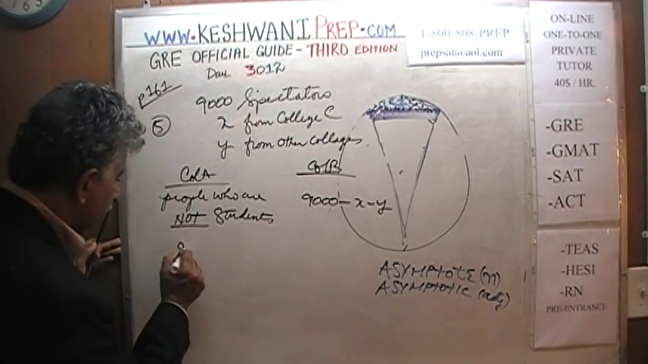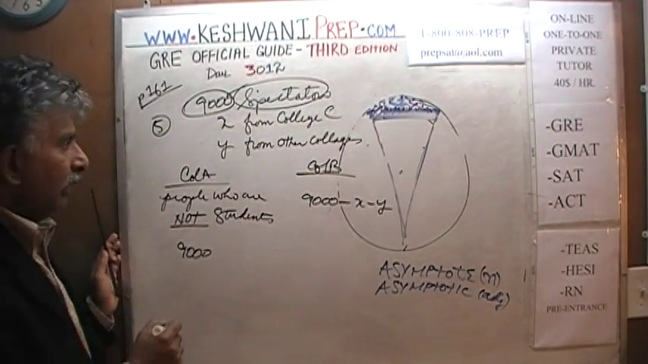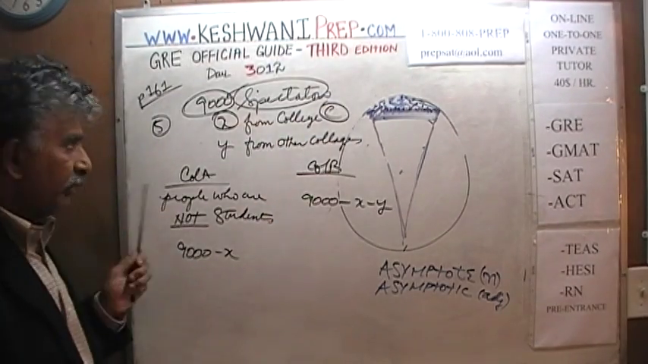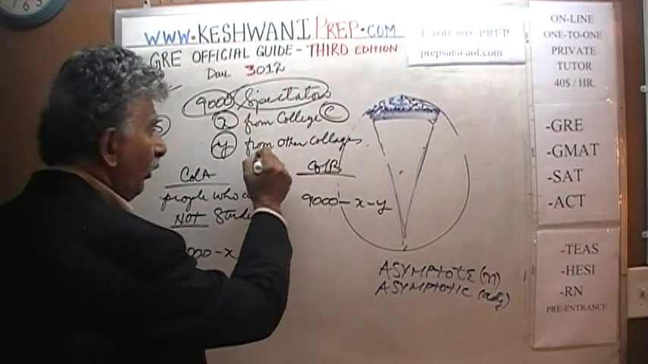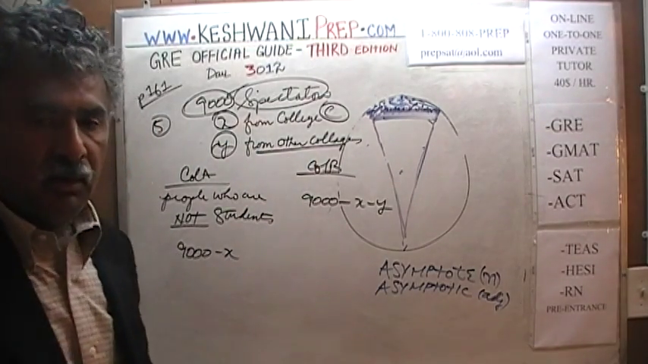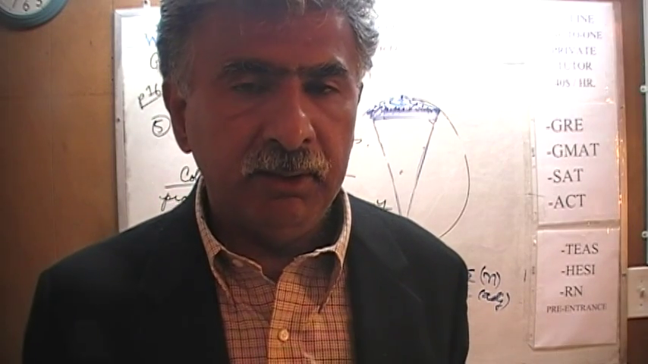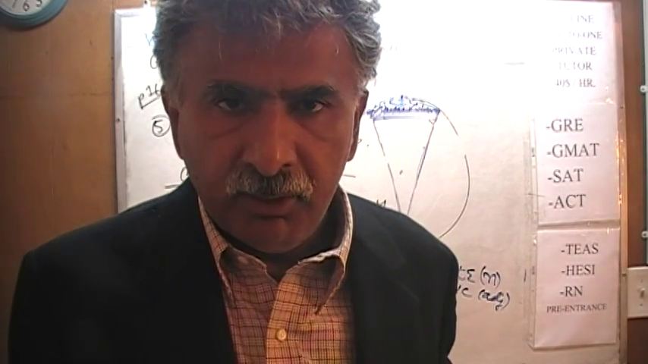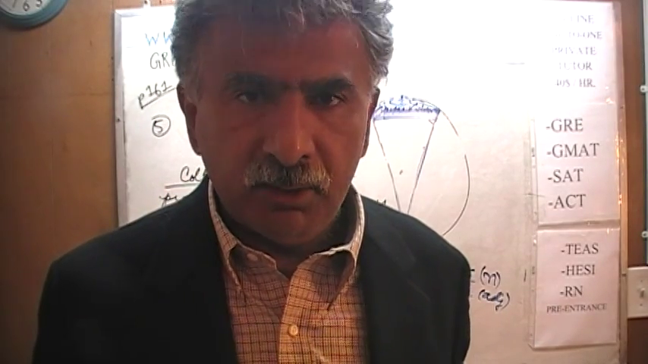So 9,000 is the total, we are told that, right here. 9,000 is the total number of spectators, out of which X of them are from College C. We have to take that away because they are students. And then Y number of students are from all the other colleges. If we subtract the number of students who are attending the game who are from our own college, the game is played on our campus, so we have to subtract the number of our own students who are watching the game in the stadium, and the number of students that came from all the other colleges.